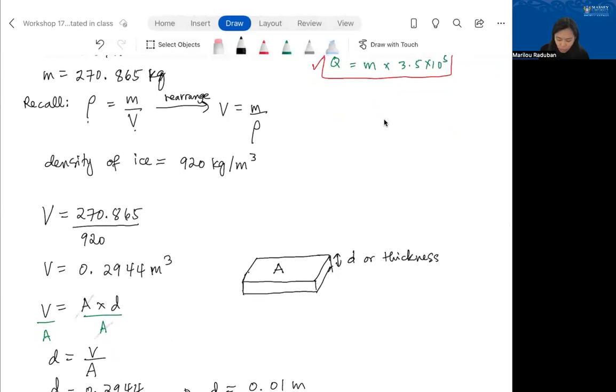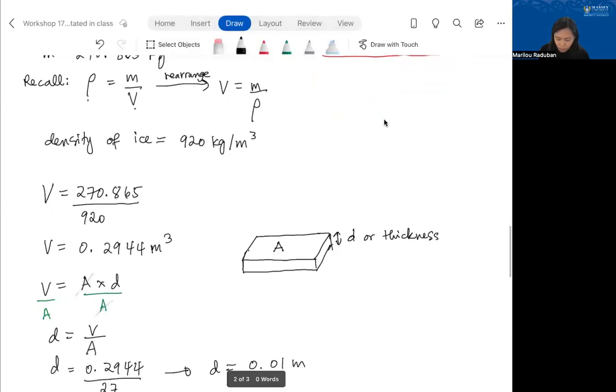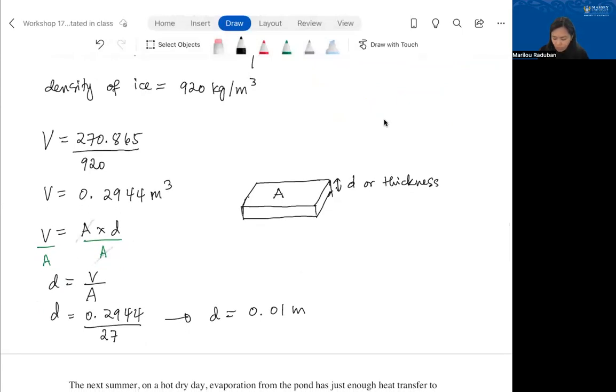So by knowing the volume, 0.2944 cubic meters, and looking at the geometry of the ice sheet, the volume is equal to area times the thickness, and therefore we're able to find the thickness, which is 0.01 meters. Okay. Right. So it's quite complex. I would say that this type of question is probably more complex than what is expected in the exam, especially for a multiple choice question in the exam.